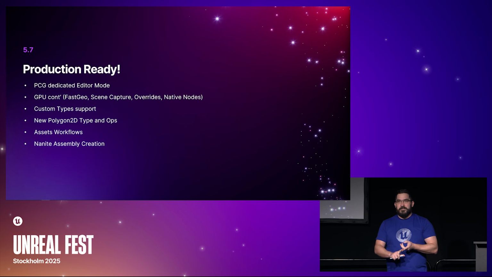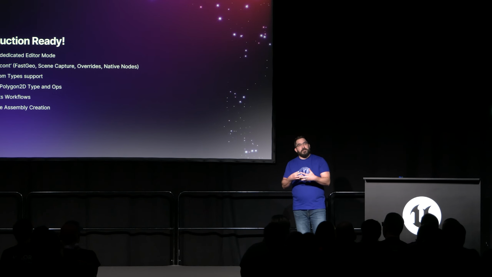Now we can do scene captures. We can run nodes natively on the GPU. We can sample textures, as well as fast geometry, and we've added custom type support now. This is really cool for plugin developers who want to get more deeply integrated into PCG. Now there is a way for you to define your own custom type for PCG.